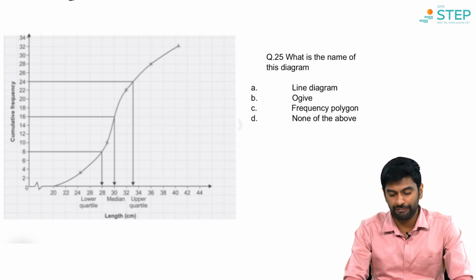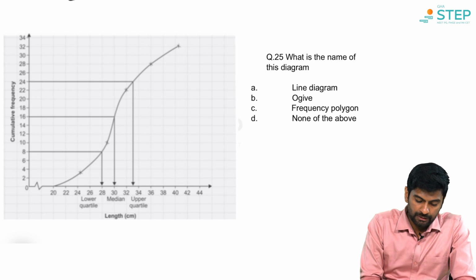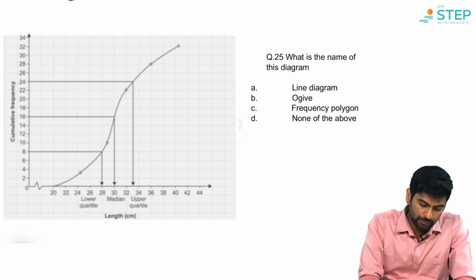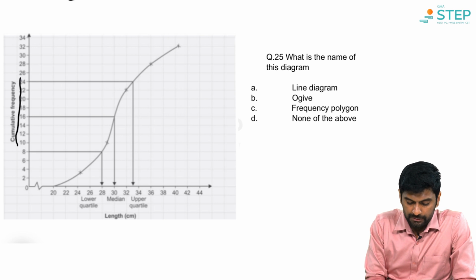Next, question 25. What is the name of this diagram? So, you can see that the number of frequencies are just adding up here. It's called a cumulative frequency diagram. So, here there is a median, there's an upper quartile and the lower quartile.